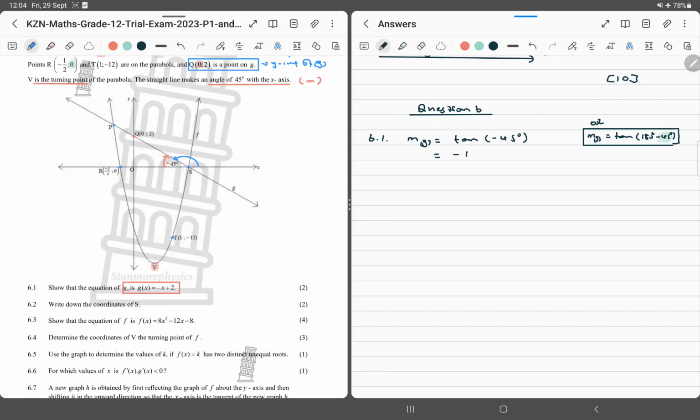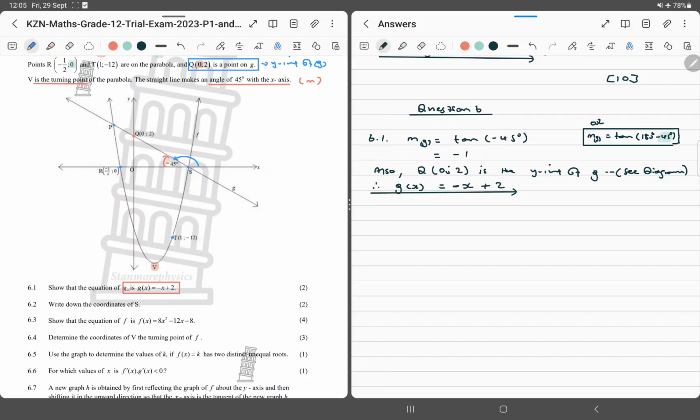Okay, so that's easy. And then the next one we can say, since Q, the point (0; 2), is, maybe let's not say since, we can say also, we know that Q is the y-intercept of g. Again, we can just say see diagram. It is obvious. This is where that graph cuts the y-axis. We can say therefore g of x is equal to the gradient, which is minus 1. We don't really write the 1, so it's going to be minus x plus 2.